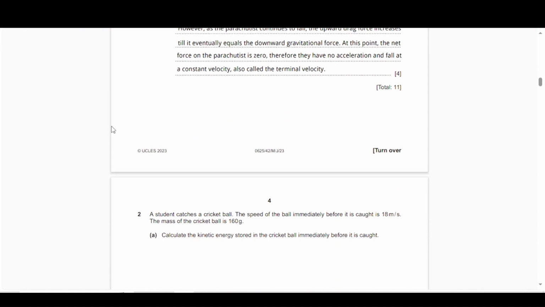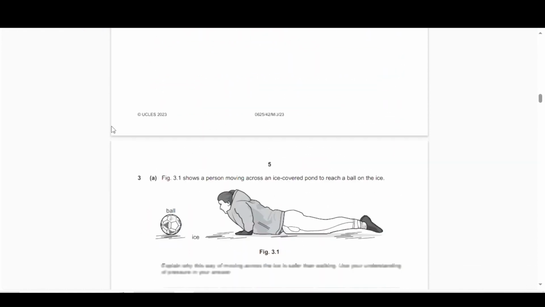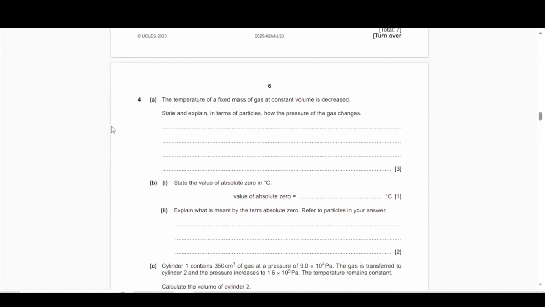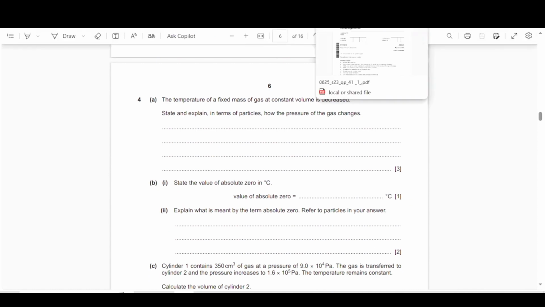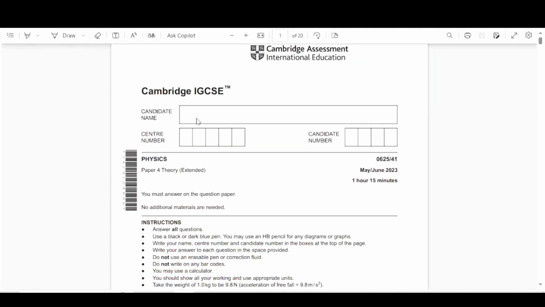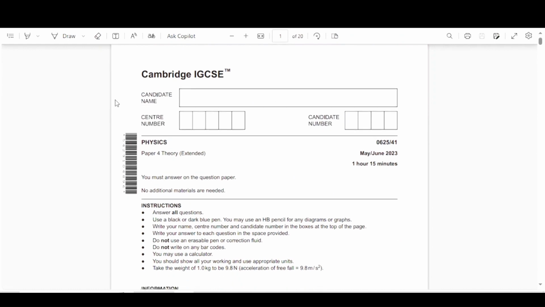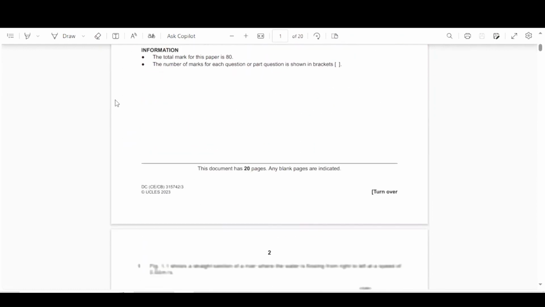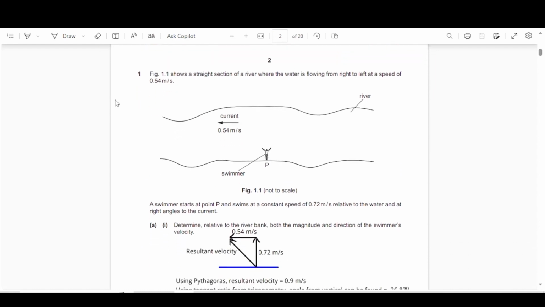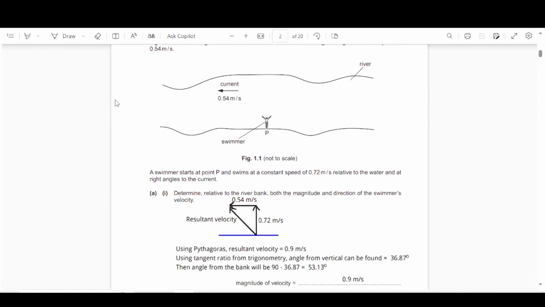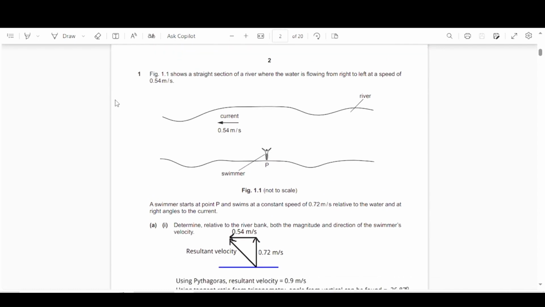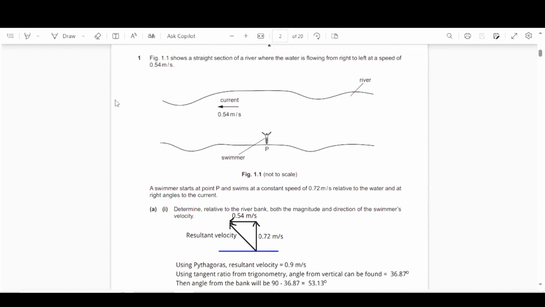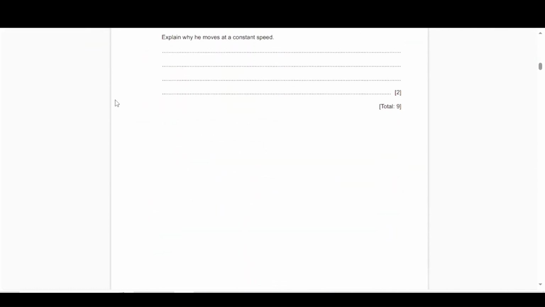So that was the concept from this topic that is tested in this paper. Again, it combines a bit of the forces chapter, but that is typically inevitable in these papers. Now we're looking at May-June 2023, paper 4.1. The very first question is a classic question on calculating vectors, being able to calculate resultant vectors.